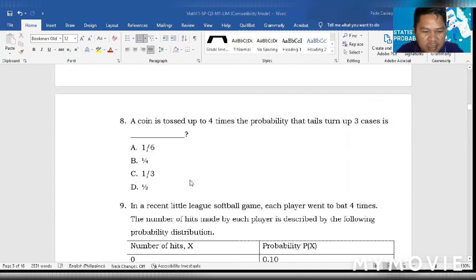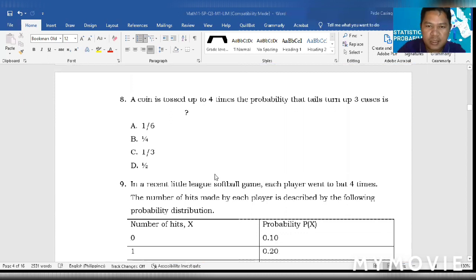Okay, after these questions, we will discuss later whether your answers are correct or not. Let's now proceed to number 8. A coin is tossed up to 4 times. The probability that tails turn up 3 times is blank. A, 1/6. B, 1/4. C, 1/3. Or D, 1/2.